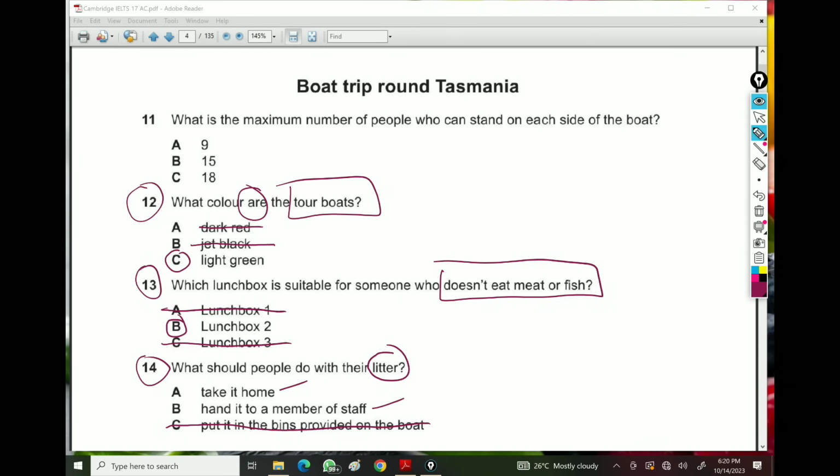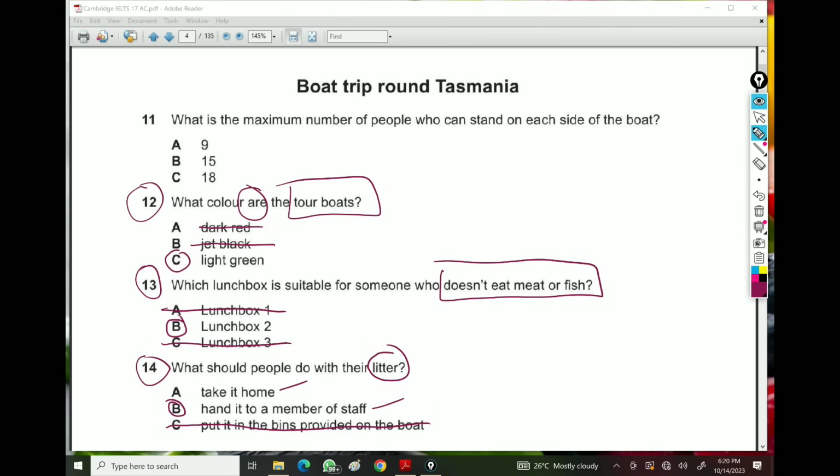Now I play the audio. C is gone. Now let's see, what is the next option? Jess, myself, or Ray, our other guide, will collect it from you. That is option B, hand it to a member of staff. He will collect it from you and you will hand it to them. This is how they work. So the correct answer is option B.